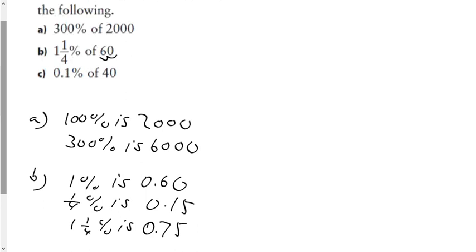And question C, what's our mental math rule for a tenth of a percent? Olivia, do you remember your mental math rule for a tenth of a percent? 10%, move it once; 1%, move it twice; a tenth of a percent is move it 3 times. So if I move this decimal once, that's 10%, twice is 1%, 3 times, a tenth of a percent is 0.04, just like that.